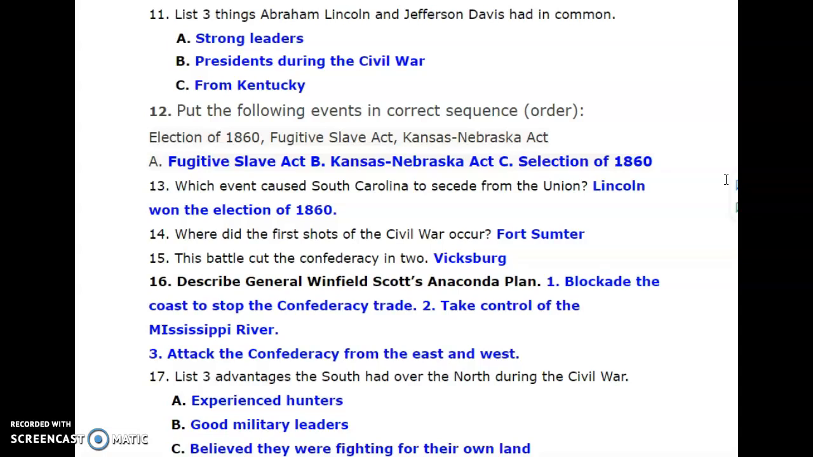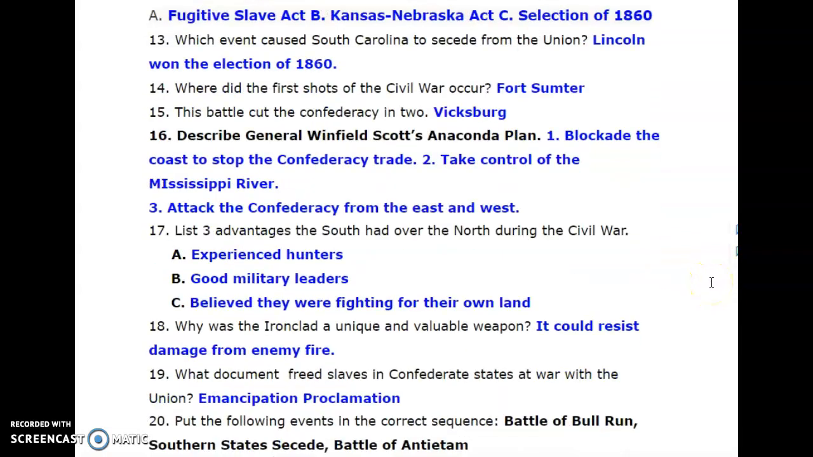Number 17 lists 3 advantages the South had over the North during the Civil War. Well, the South had much better hunters. Many of them were born in areas that still relied on hunting for their meat, as opposed to northern areas that might rely more on manufactured products for their meat goods. So they had experienced hunters. They had good military leaders, as we saw with Robert E. Lee and Stonewall Jackson. And they believed that they were fighting for their own land, and that the North was invading their land, and they were defending it.